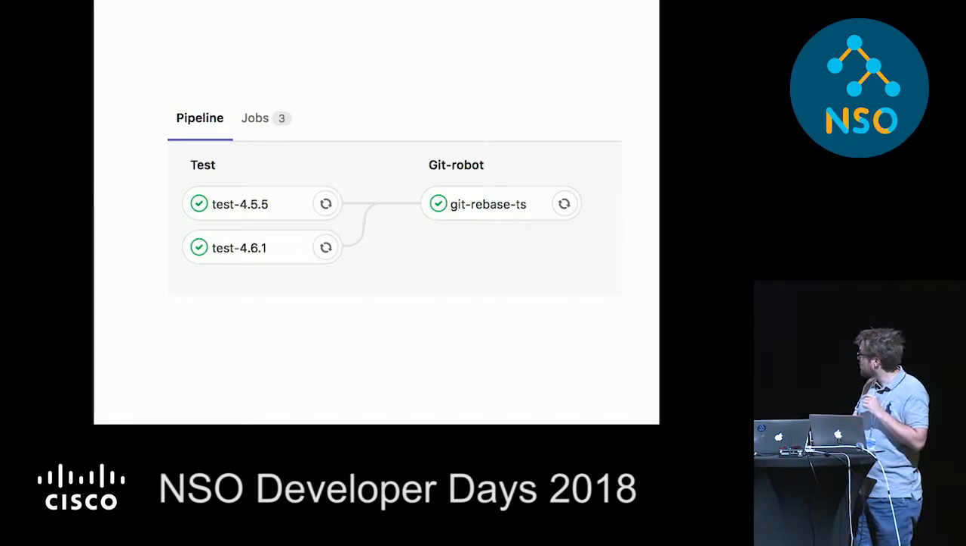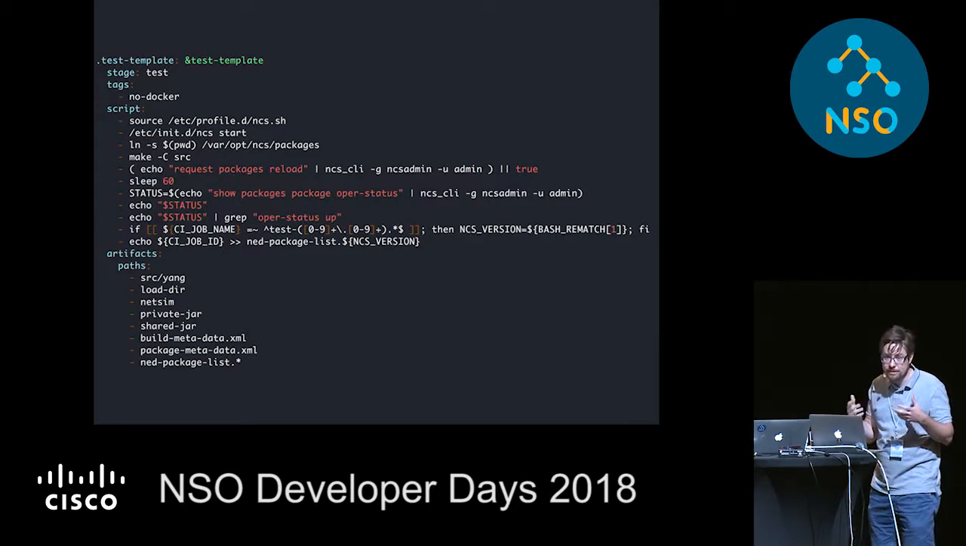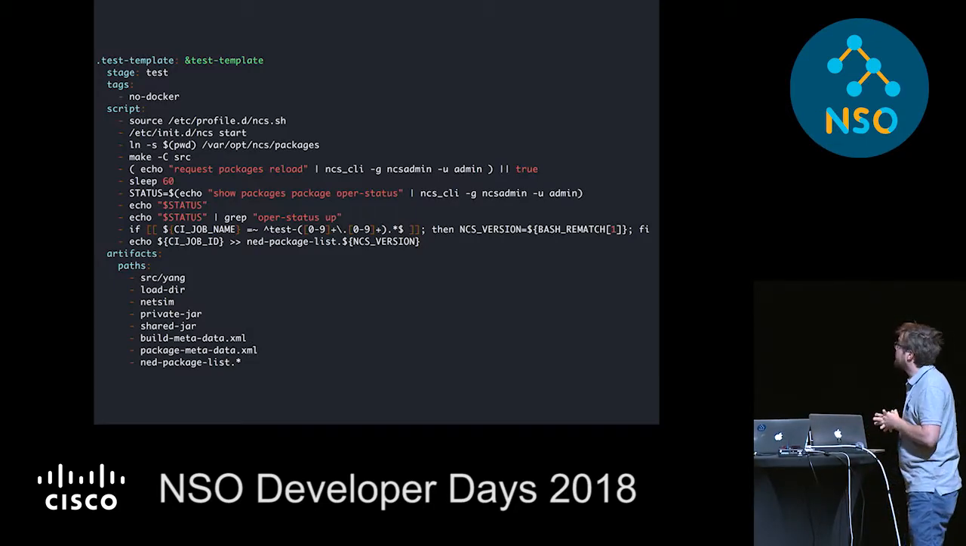So these jobs compile the NED, and then they load it up into NCS. And that is what our tests currently consist of. It's sort of just a basic check, right? If you can't compile it or you can't load it in NCS, then there's a big problem with it, right? Here's the CI configuration for that.